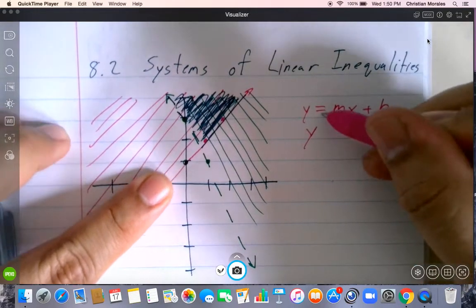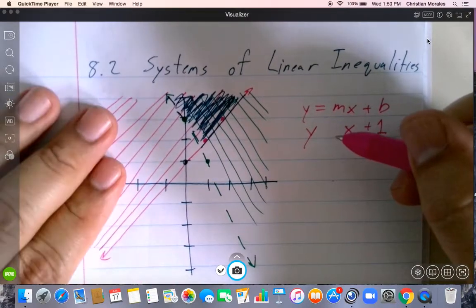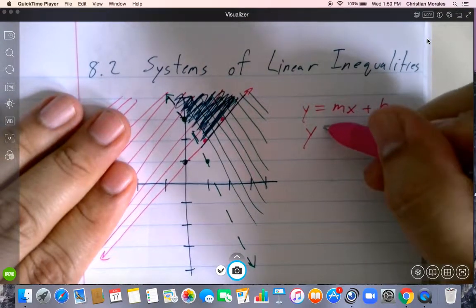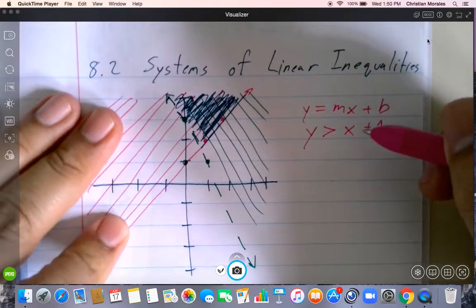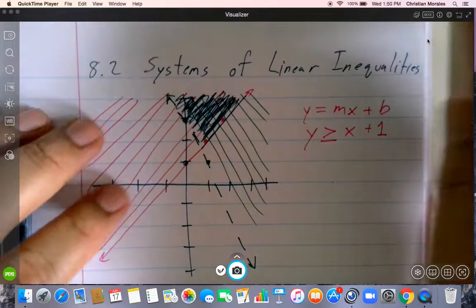But now, don't use an equal sign. What kind of line did they draw? Where is it shading? Well, it's shading above, so I should write down y is greater. Is it a solid or a dashed line? It's solid, so I'm going to draw that, and that's how you write it.